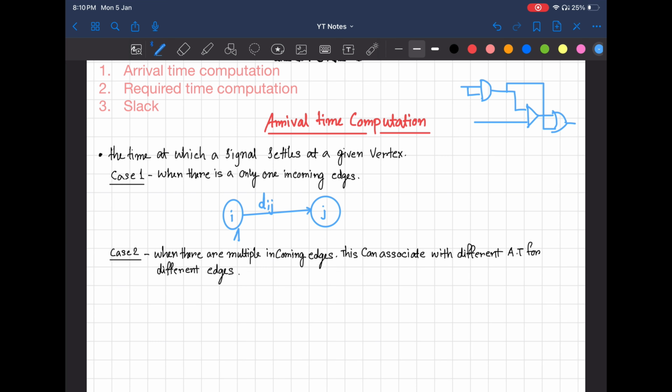Suppose this is a source vertex, then the arrival time of this node I obviously should be given by the constraint, or maybe you know it some way. Then you compute the arrival time of vertex J. You can simply write the formula: aj should be ai plus dij. The arrival time of this node aj is like that in a simple way.